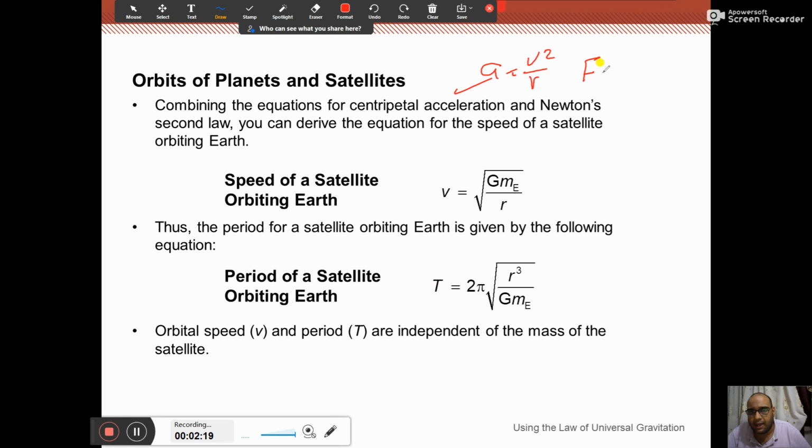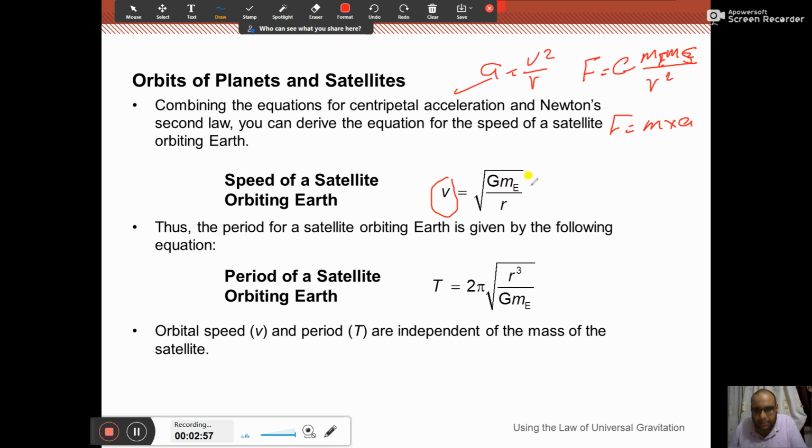that F is equal to G M1 M2 over R squared, M1 represented by Earth, M2 by the satellite, and the last one, which is F equal to M times A. So we have different rules to solve together, finally to have the velocity of the satellite. The velocity of the satellite is calculated using the following rule: V equals the square root of G M_E over R.